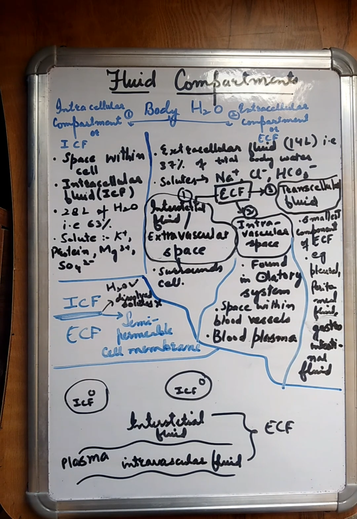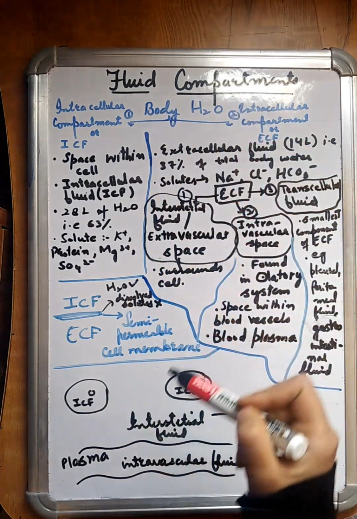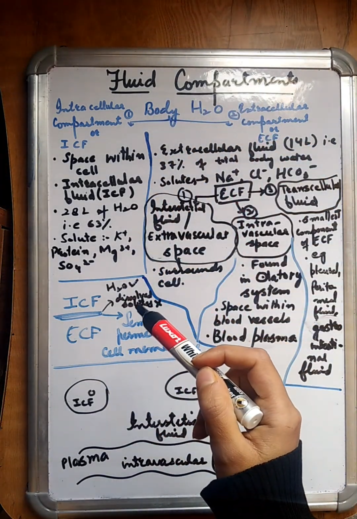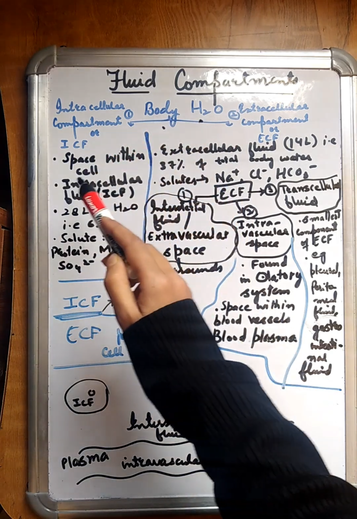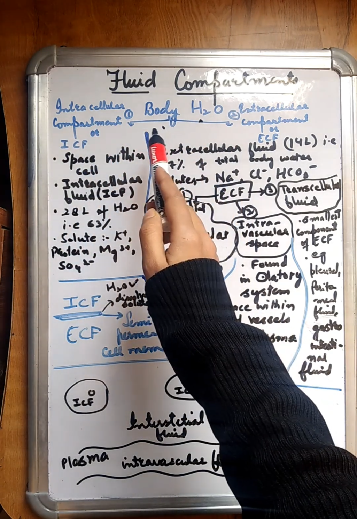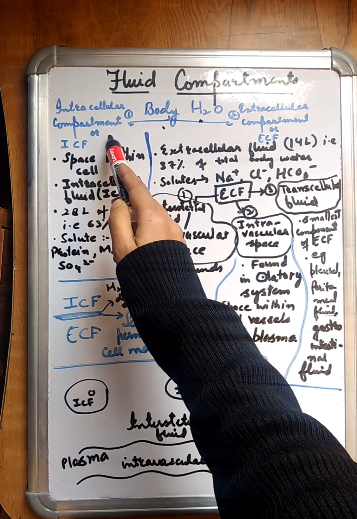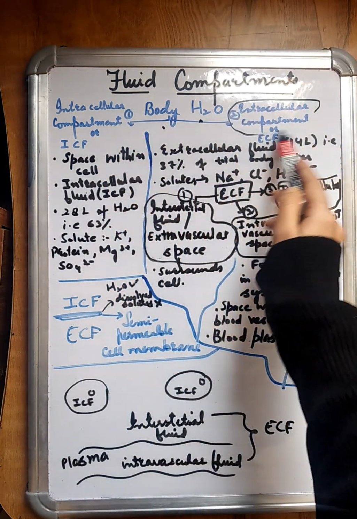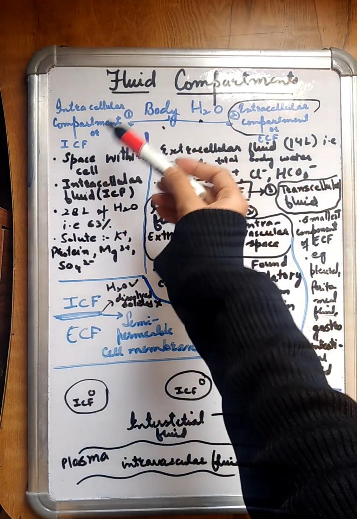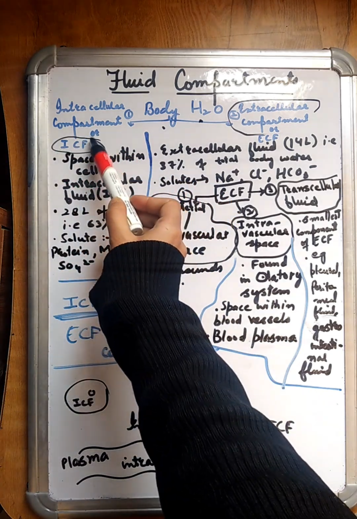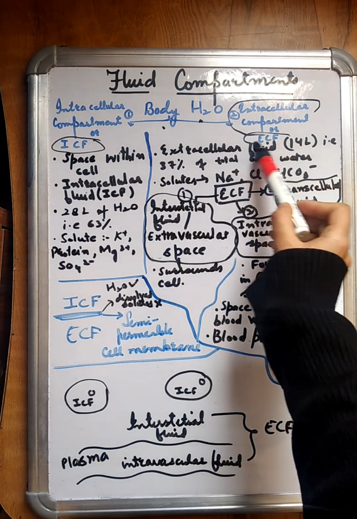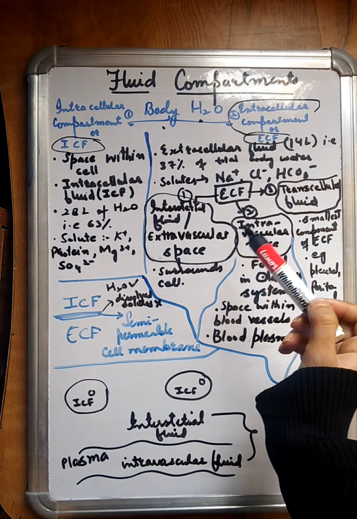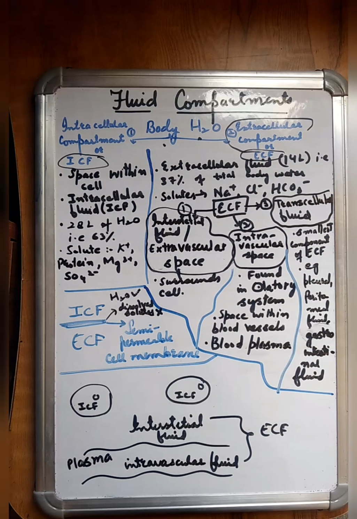Today we are going to discuss the fluid compartments. As we said, our body is composed of water, and this body water is divided into two different compartments. One is known as the intracellular compartment and the other is known as the extracellular compartment. The intracellular compartment comprises ICF, that is intracellular fluid, and the extracellular compartment comprises ECF, that's extracellular fluid.